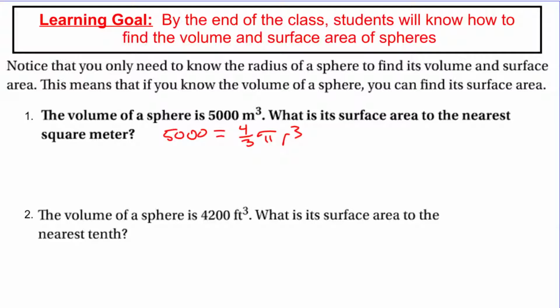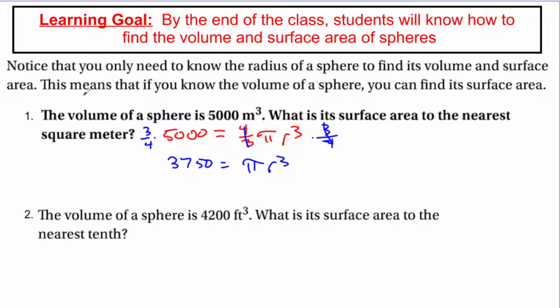The first thing we're going to do is get rid of this 4/3. If you don't remember how to get rid of fractions, we multiply by its reciprocal. 4/3 times 3/4 is just 1, which effectively makes that cancel. So I'm going to multiply both sides by 3/4. We'll start off with 5,000 times 3/4. 5,000 times 3 divided by 4 equals 3,750. On the left-hand side, the 4/3 and the 3/4 cancel. So now it says pi r cubed.